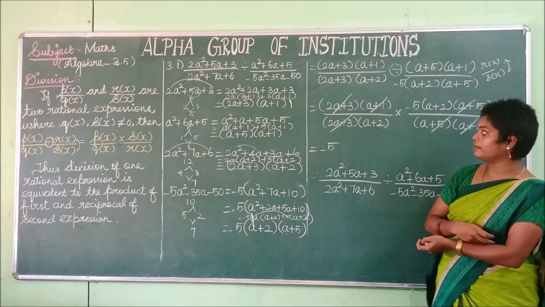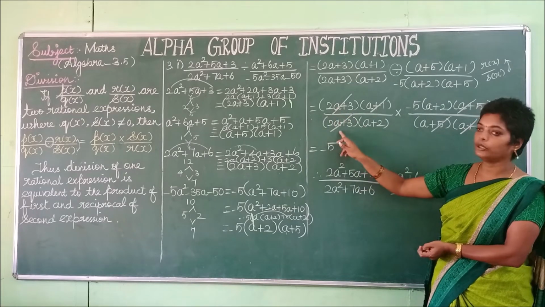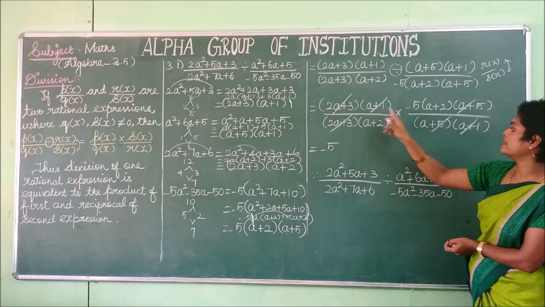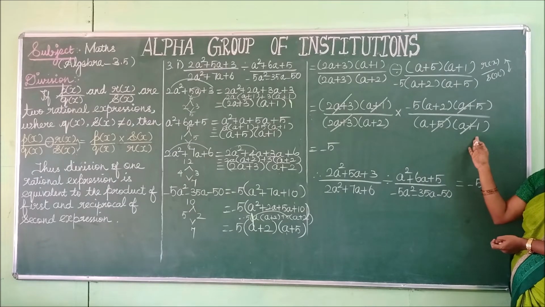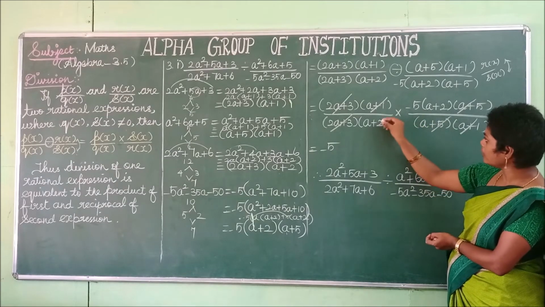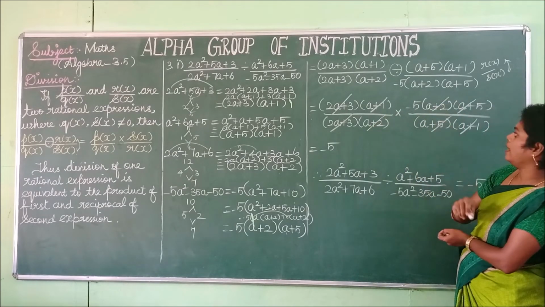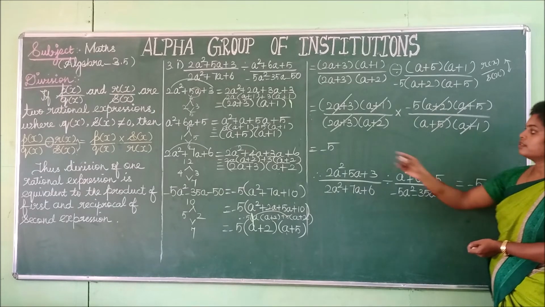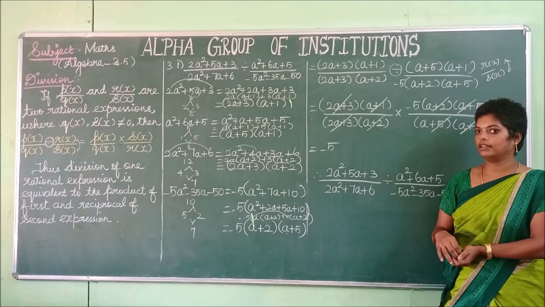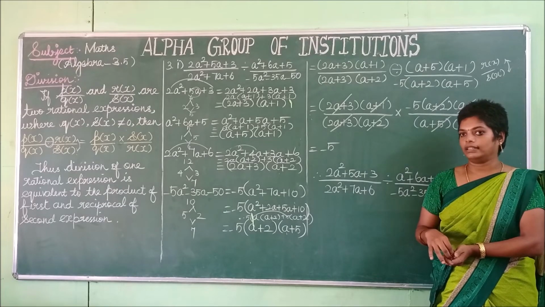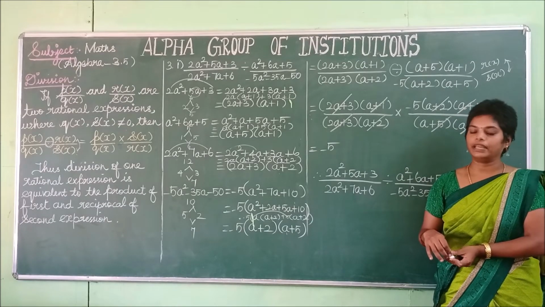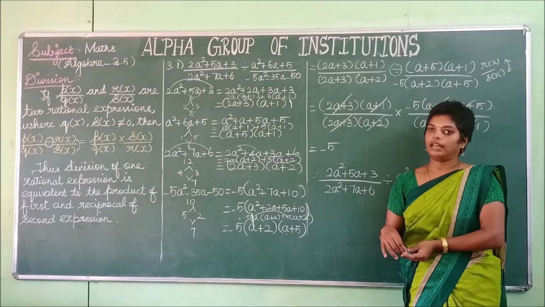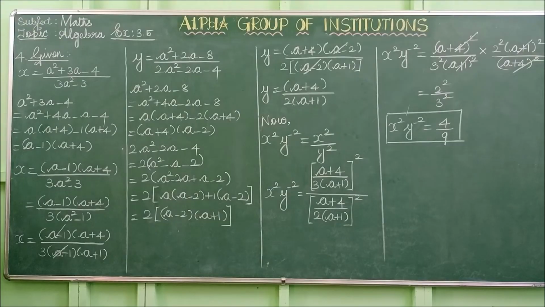Then look at what are the similar values. 2A plus 3, 2A plus 3. Here A plus 1, here also A plus 1. Then here A plus 2, here A plus 2. So the only remaining term is minus 5. So minus 5 is our answer. Okay, now you understand. I think you understand about the multiplication and division of rational expressions.